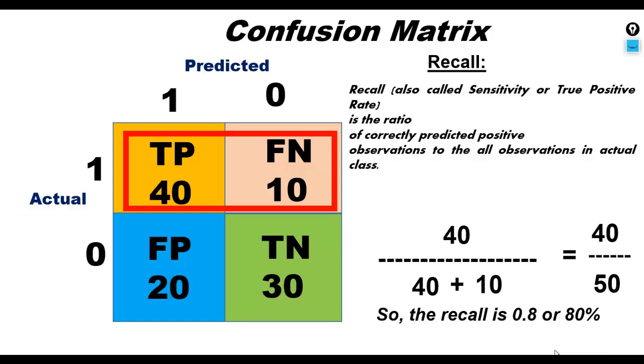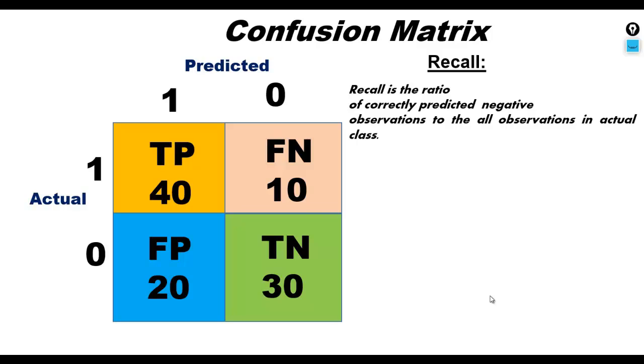So from this knowledge, you can also derive the equation for recall as well. So we can write the equation for recall like this: TP divided by TP plus FN, right? So this way we can calculate recall for the positive class.